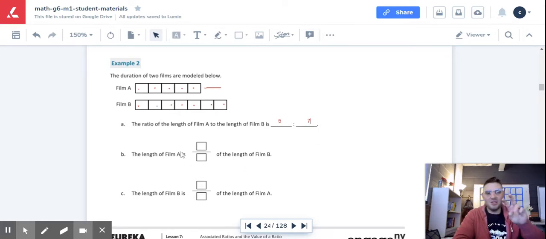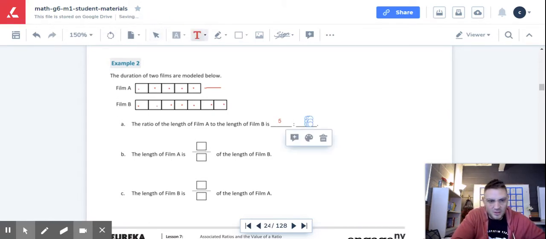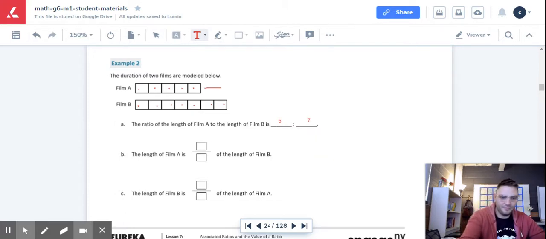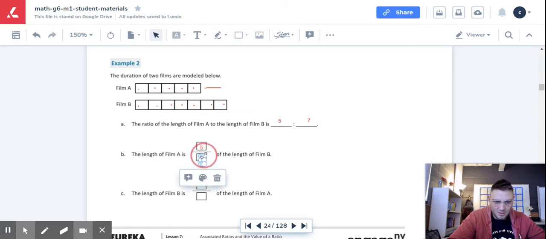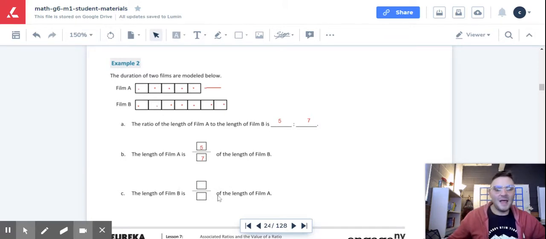If we take that ratio and write it like a fraction, it's up and down instead of side by side, and we just flip it. Now we're going to put 5 on top and 7 on the bottom. Now those are a little bit low. Let me see about moving those up for you. Yeah, okay, I can't move them up. So 5 to 7. That's the length of film A to the length of film B.